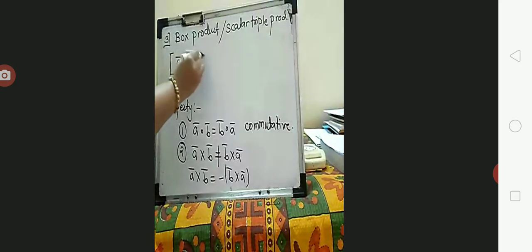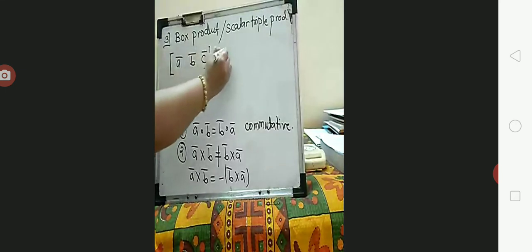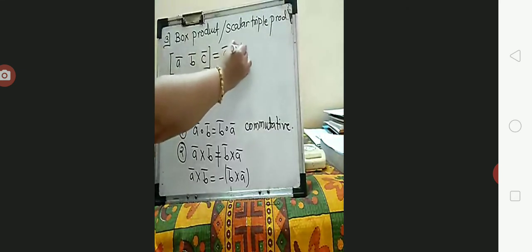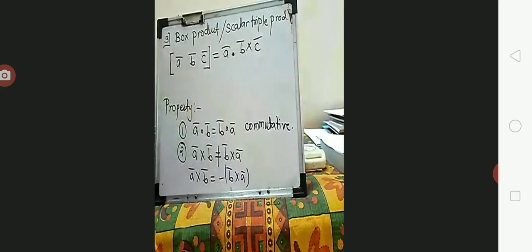Suppose A bar, B bar and C bar are the three vectors. We write it like this in a box, that is, in a closed bracket. You have to write A bar, B bar and C bar. Now how do you define this? It is A bar dot B bar cross C bar. The scalar triple product we write as A bar dot B bar cross C bar.